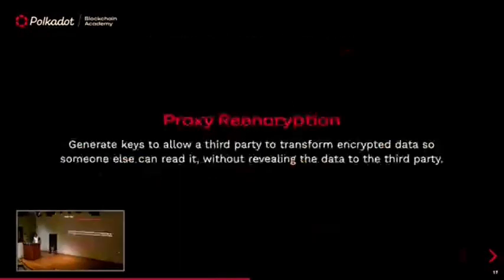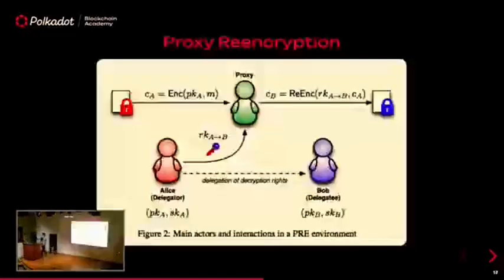So now I'll briefly mention proxy re-encryption. This is something that lets you create keys that allow a third party to transform encrypted data so someone else can read it, without the third party being able to understand it. So if Alice is the owner of this data, has encrypted it, and sent it to the proxy for storage.